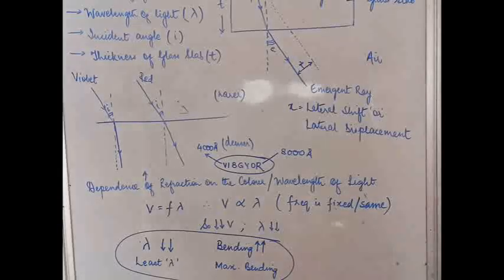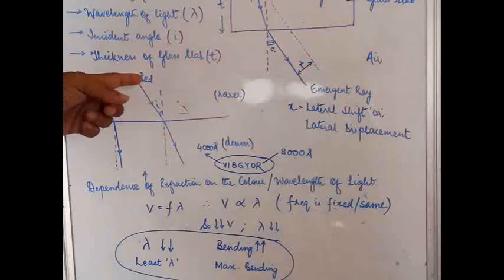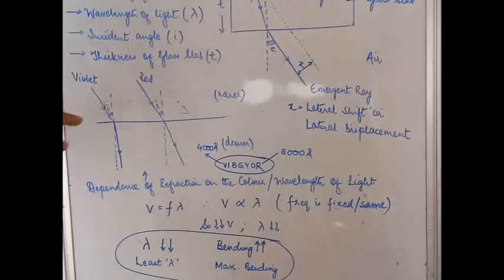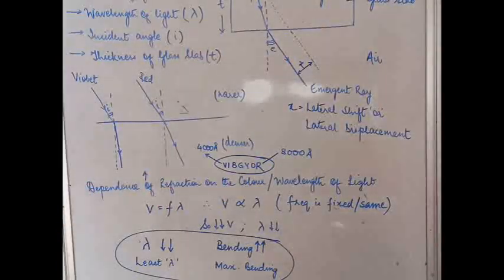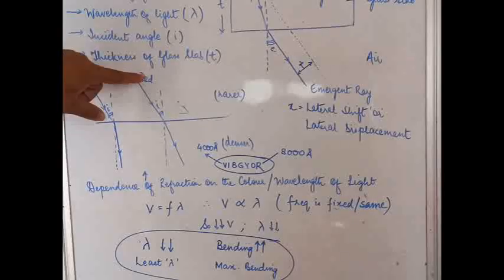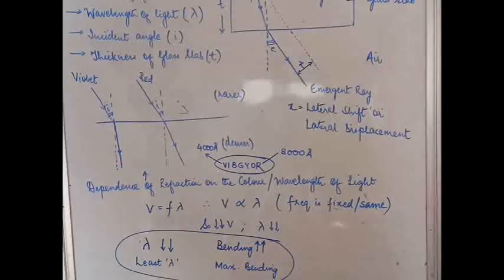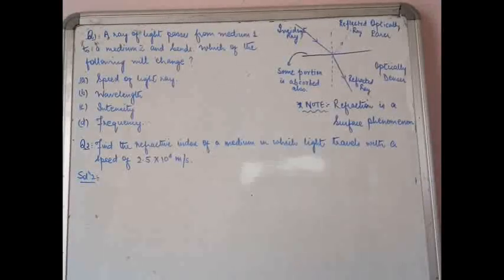So wavelength and bending are inversely related to each other. Looking back at this diagram where I had taken the violet color and the red color, you can see that violet and red are at the extreme ends. Violet has the least wavelength, therefore the bending is maximum, and red has the maximum wavelength, therefore the bending is minimum. So based on the colors you can have a diagram drawn.